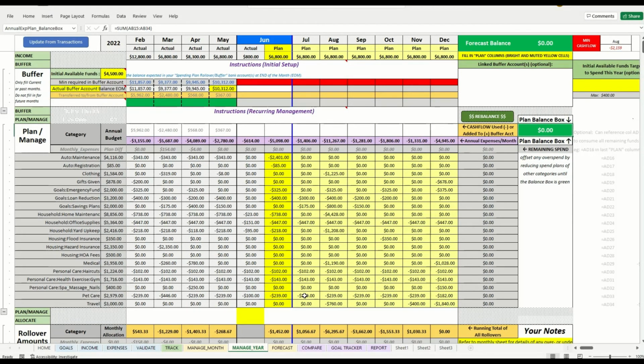And I can see, for example, well, wait a minute, I have this yard upkeep. I have a big yard project that I'm planning to do in August, right? What else is happening? Well, I had scheduled some medical procedure to be done. I'm planning to pay for it in August.